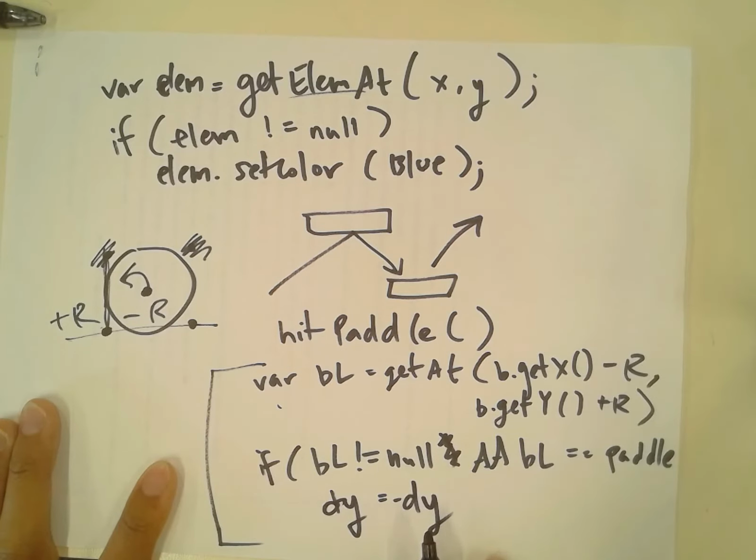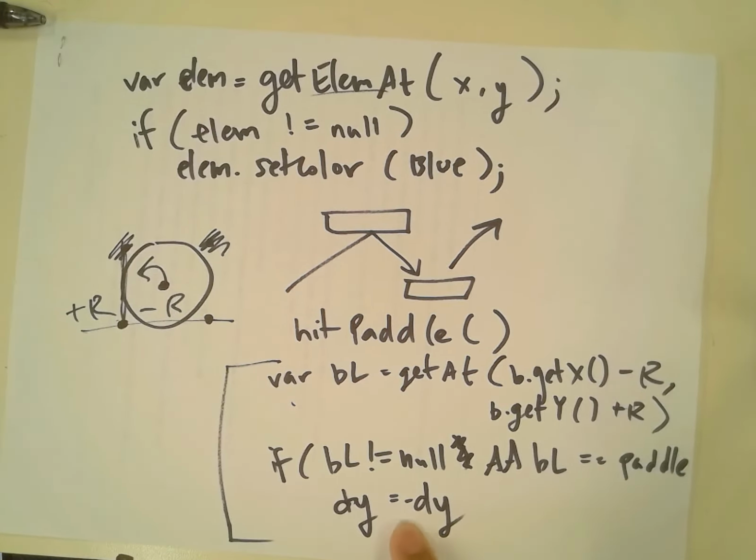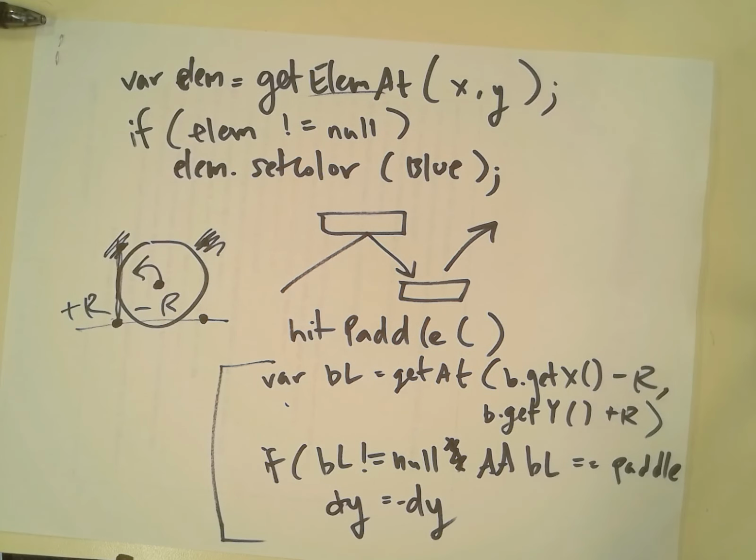And of course, you also want to check the bottom right as well. And that's basically how this is going to work. It's not completely exactly how it goes, but overall that's how that works, and you're going to use the same strategy to bounce off of the bricks. But when you do bounce off the bricks, you not only want to flip the dy, but you also want to remove the brick as well. So good luck with that.